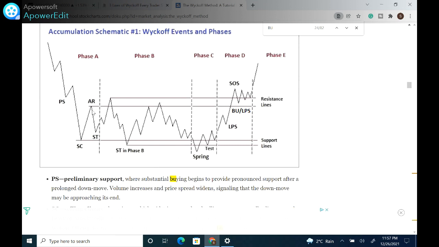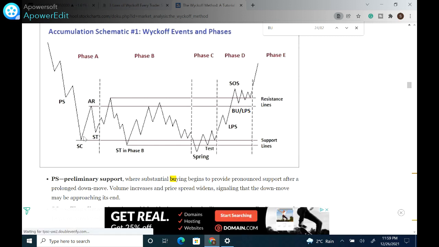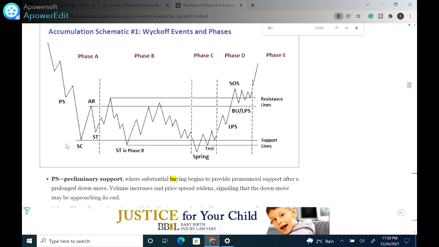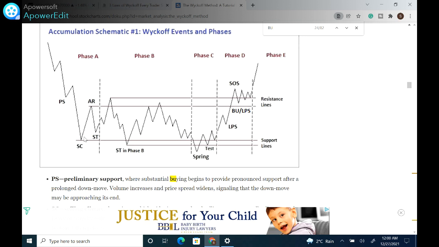Basically this phase A marks the stopping of the prior downtrend. Up to this point, supply has been dominant. The approaching diminution of supply is evidenced in preliminary support and selling climax. A successful secondary test in the area of the selling climax will show less selling than previously, a narrowing spread and decreased volume, generally stopping at or above the same price level as the selling climax.